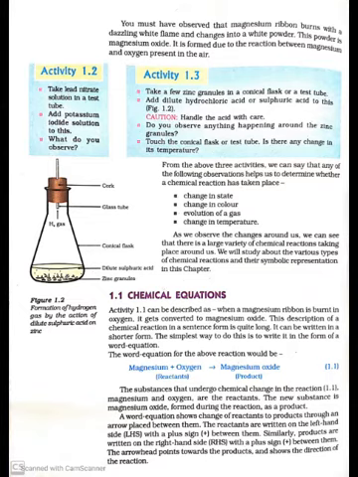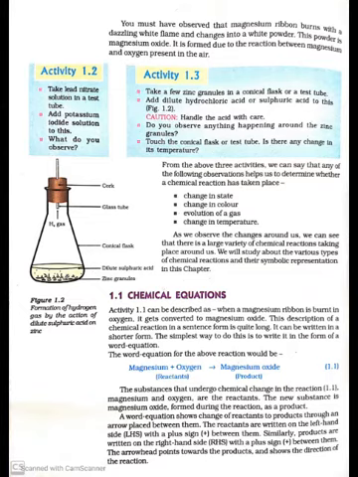magnesium plus oxygen (reactants) gives magnesium oxide (product). The substances that undergo chemical change in reaction 1.1, magnesium and oxygen, are the reactants. The new substance, magnesium oxide, formed during the reaction is the product.